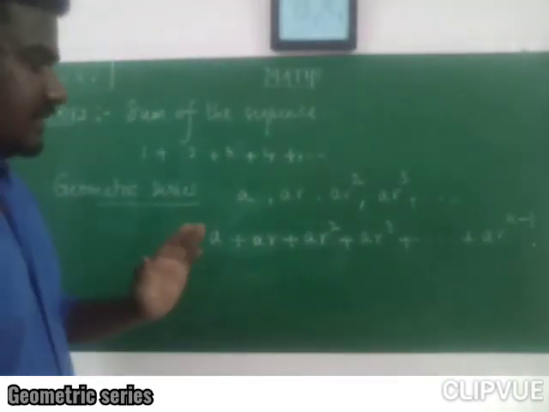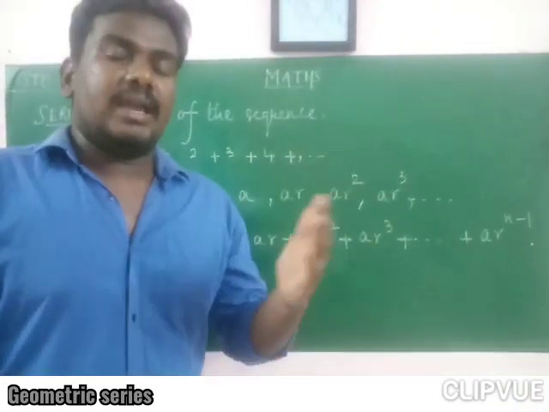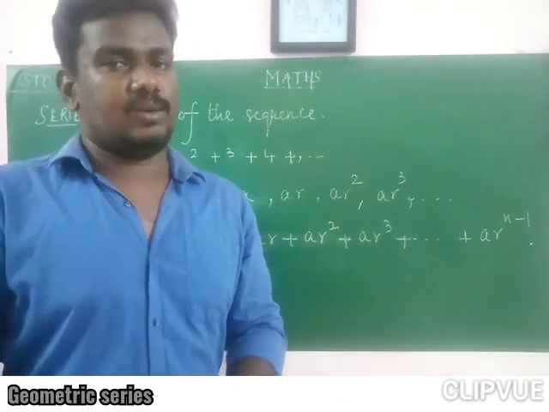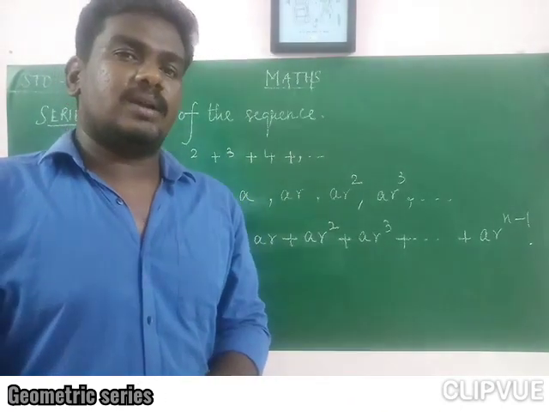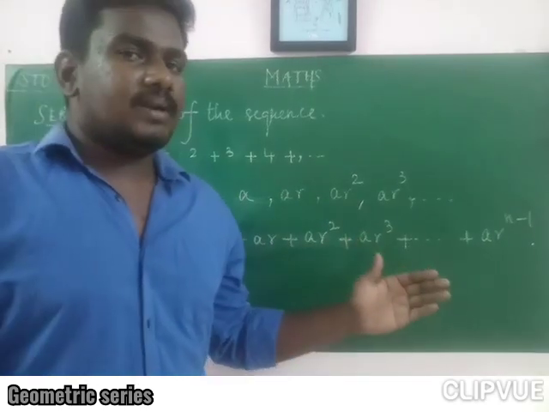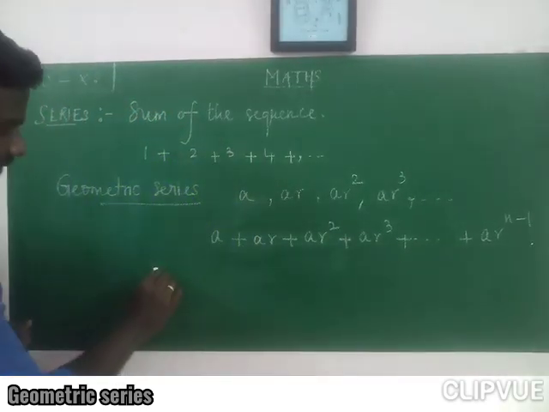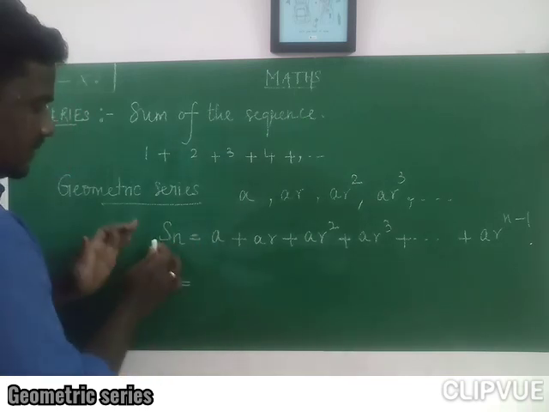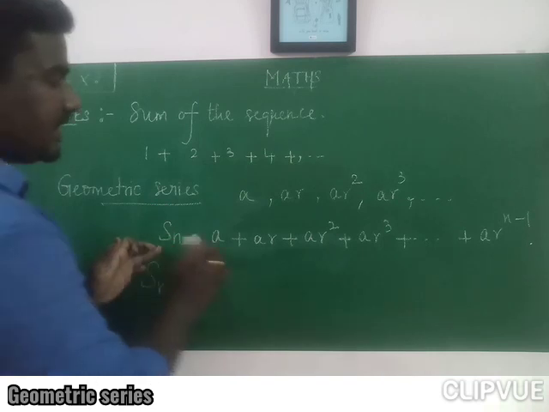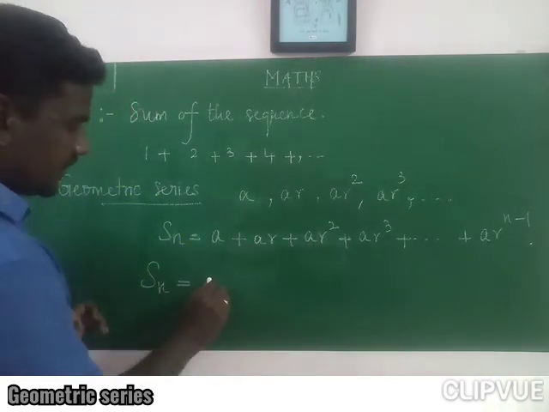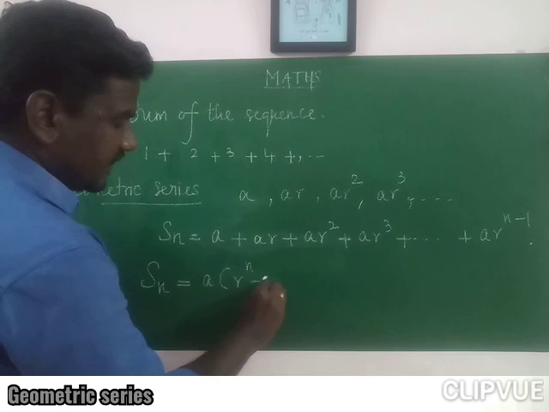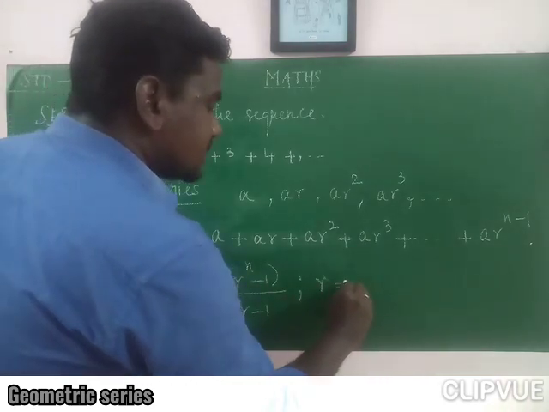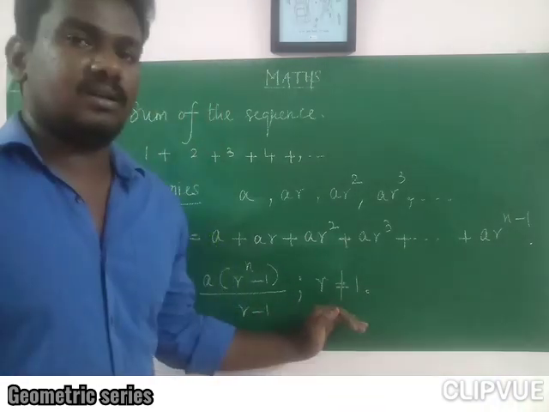So a series is called a geometric series if the terms form a geometric sequence. Here the sum of the series is nothing but Sn, which refers to the sum of n terms of this series. Sn equals A of r power n minus 1 divided by r minus 1, where r is not equal to 1.